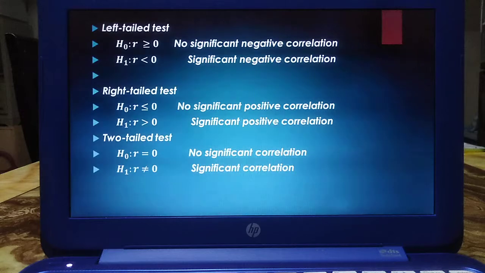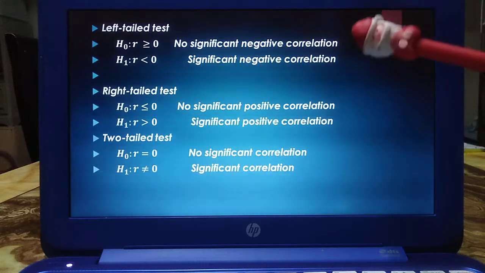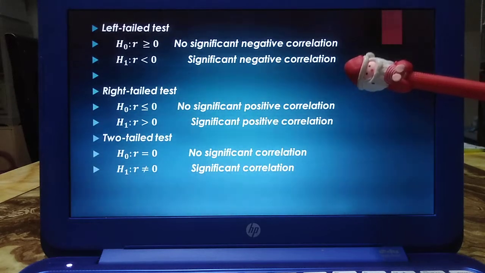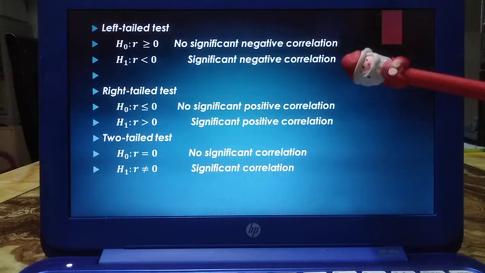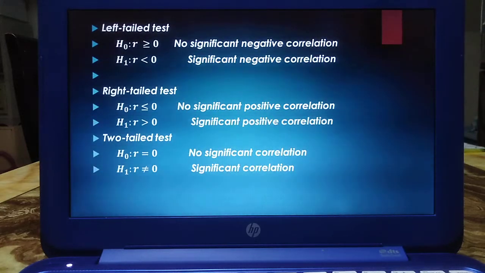So left-tailed, if the null hypothesis is that the correlation coefficient is greater than or equal to 0, there is no significant negative correlation. The alternative hypothesis will be if the correlation is less than 0, then there is a significant negative correlation. So we will now determine by the value of R that we were able to compute.